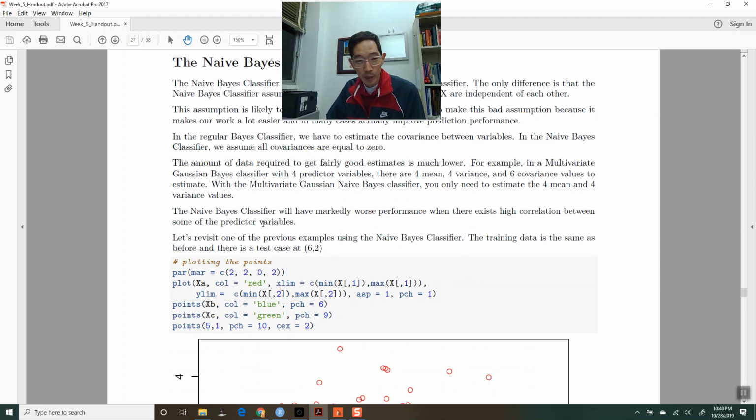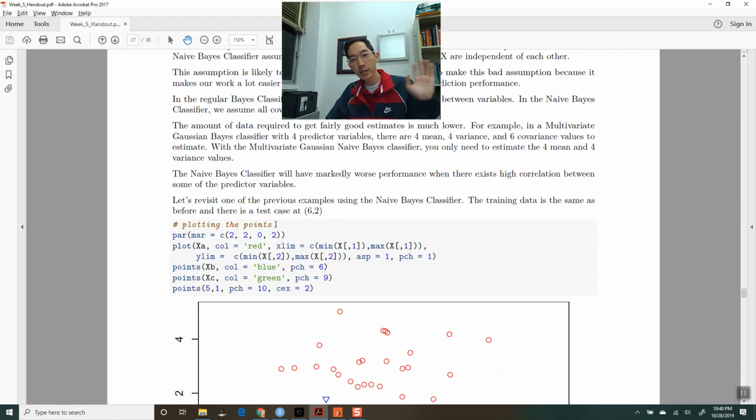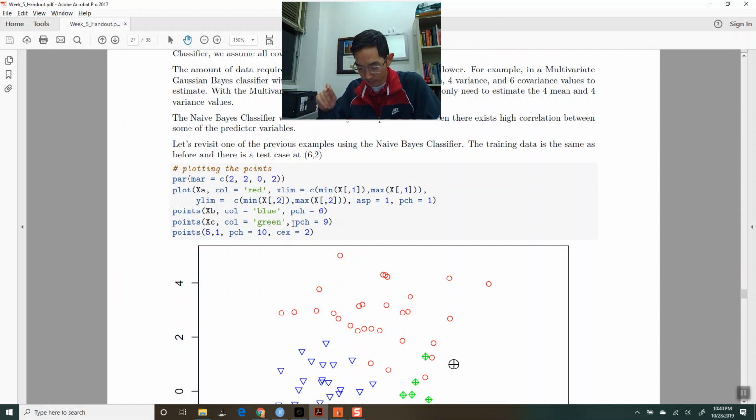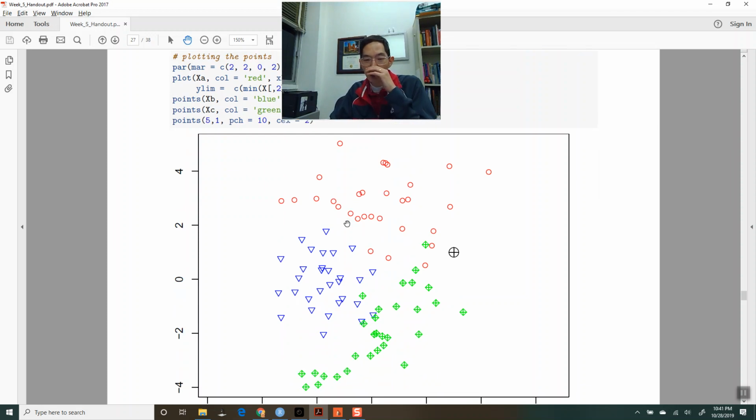With a naive Bayes classifier, this isn't a concern. We just use the univariate density, and because everything is uncorrelated, we can just take the product. Everything's independent. The joint probability of two independent events is just the product of their probabilities.